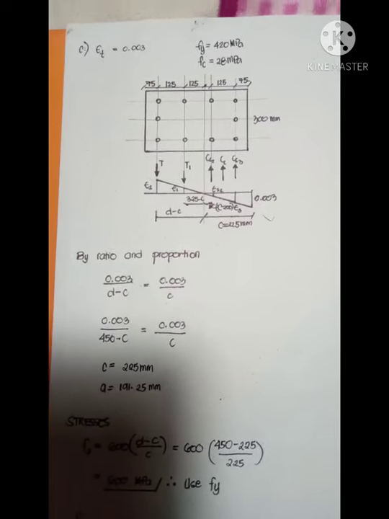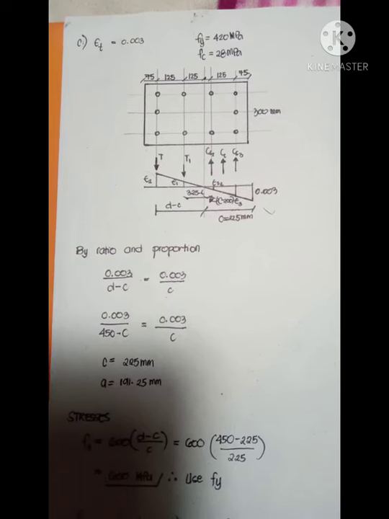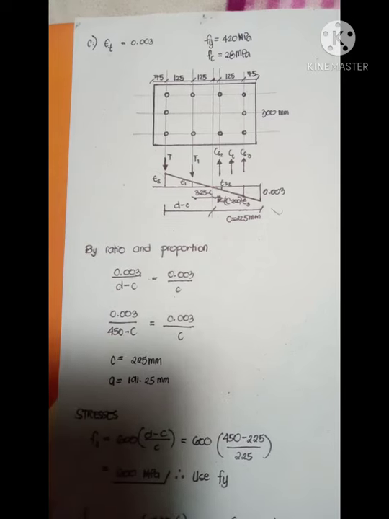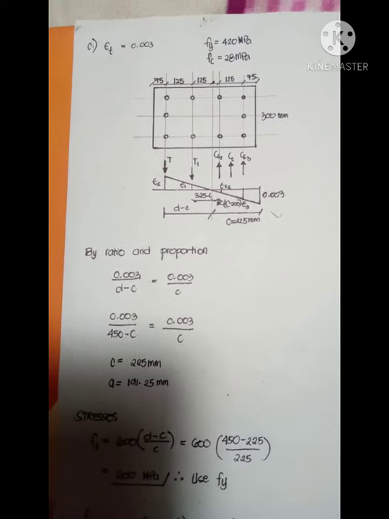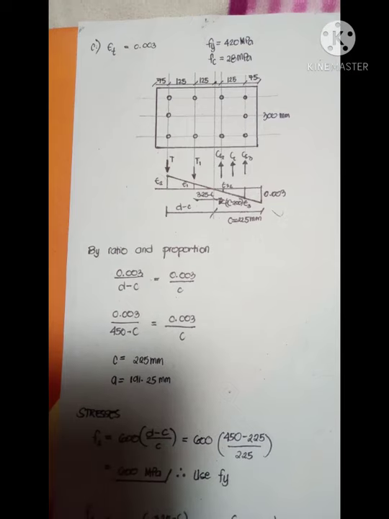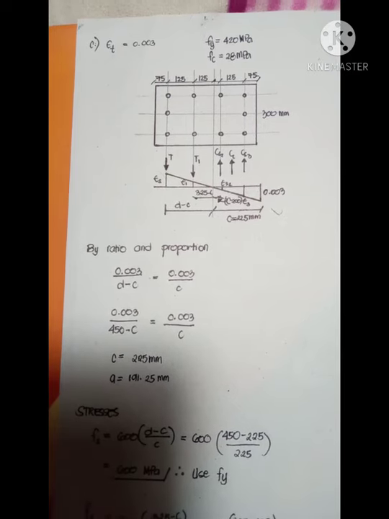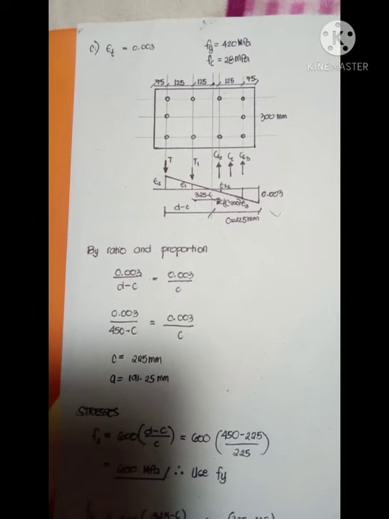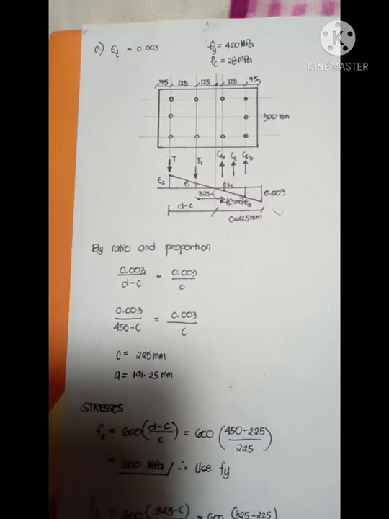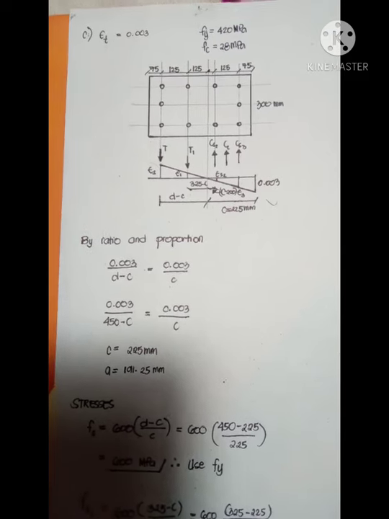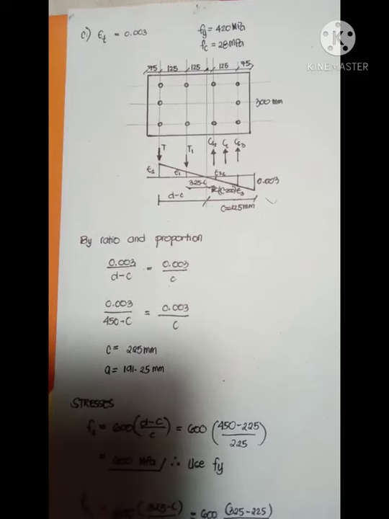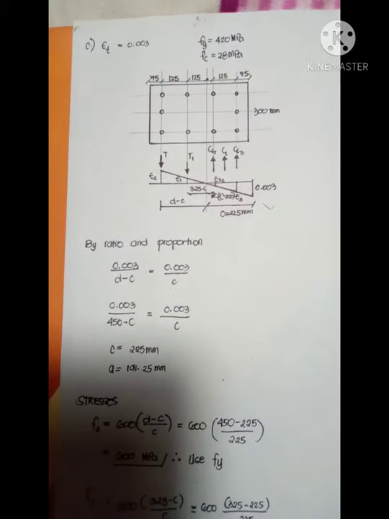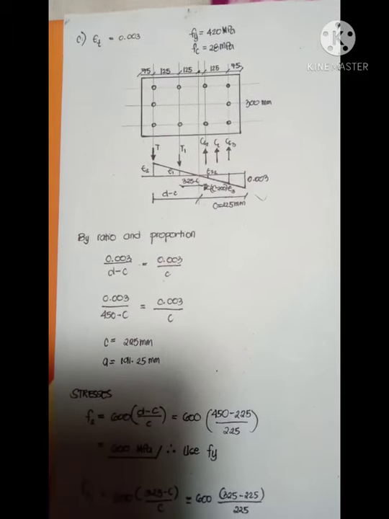So by ratio and proportion, we have 0.003 for the epsilon s over D minus C equals 0.003 over C. Rearranging this, we'll have the value of C equals 225 mm, and A, which is 0.85 C, equals 191.25 mm.